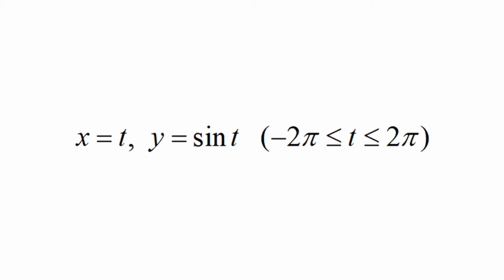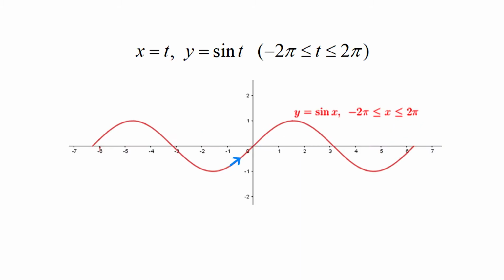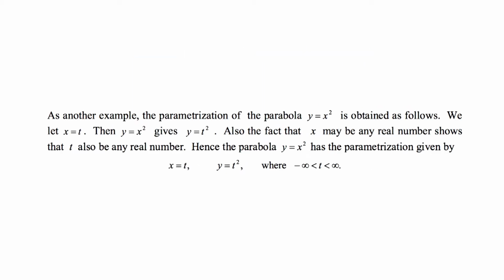As an example, the portion of the curve y = sin x over the closed interval [-2π, 2π] can be expressed parametrically as x = t and y = sin t, where -2π ≤ t ≤ 2π. The orientation of the curve is such that the point moves along the curve to the right side as t increases.